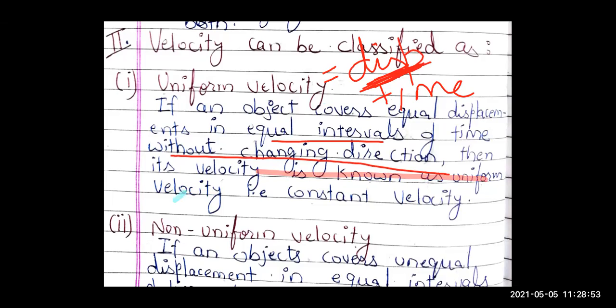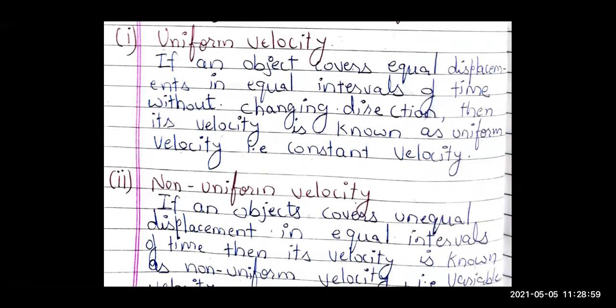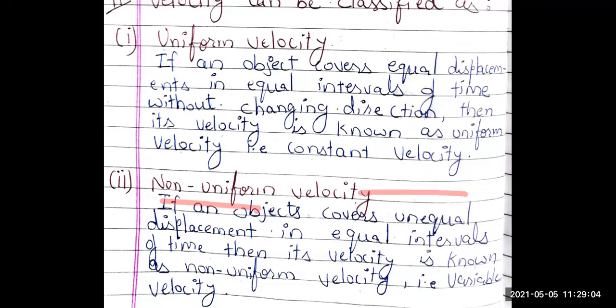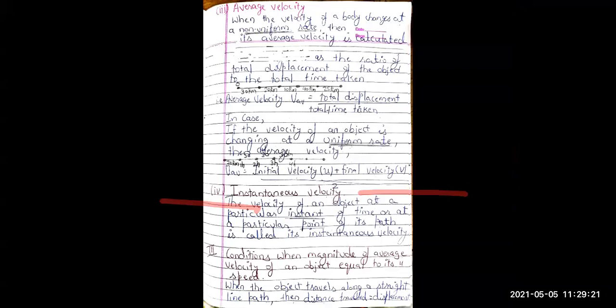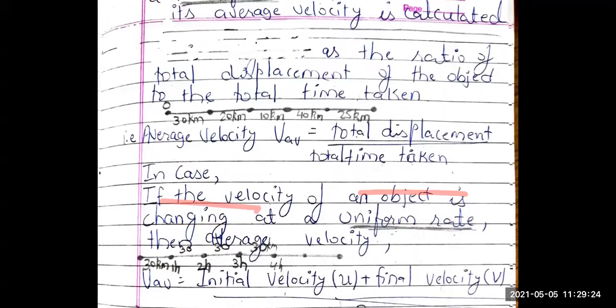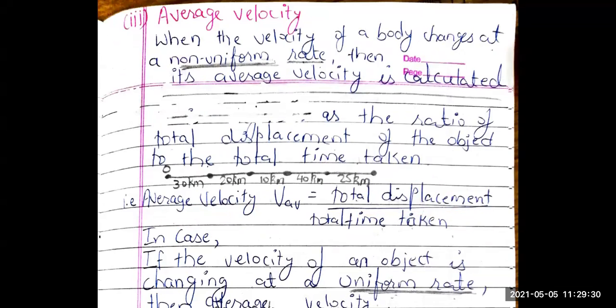Right, beta? Next is non-uniform velocity. So non-uniform velocity means the body is covering unequal displacement in equal intervals of time. Then there your velocity is non-uniform velocity, or you can also call it variable velocity. Right, beta? Okay. Now let's move towards average velocity. Now children, average velocity, you need to be a little careful over here. Here we are having two cases. First is when your velocity is non-uniform, or the velocity is changing at a non-uniform rate.